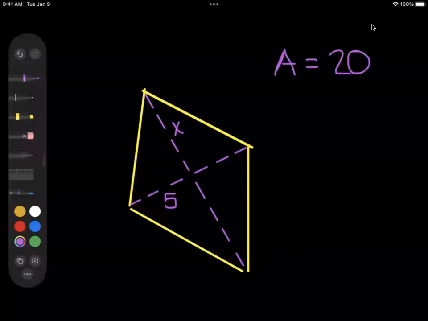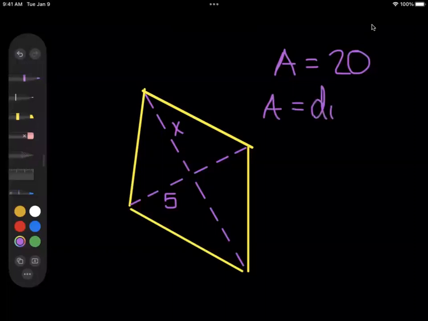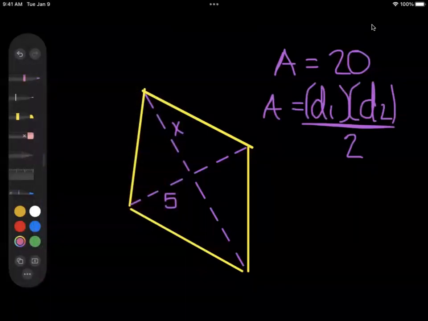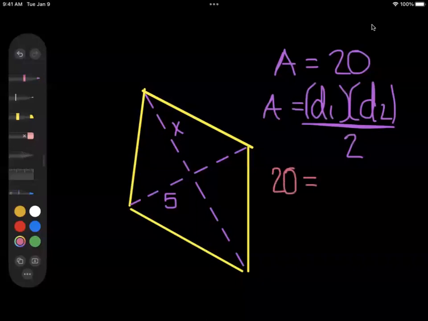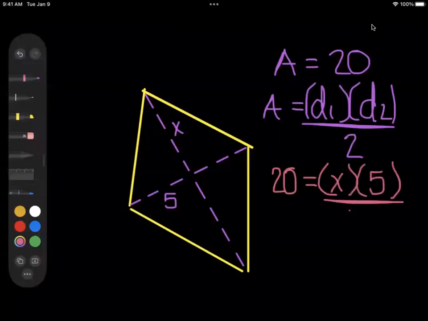Okay, so for this example, we have the area of the rhombus, but we're going to be looking for the missing diagonal, or x. So we want to know what x is equal to. So I'm going to use my formula of area equals diagonal 1 times diagonal 2 divided by 2 to find that. I'm going to go ahead and substitute in the numbers that I do have into my formula. So area was equal to 20. So 20 equals diagonal 1, we'll just call that x, and diagonal 2 was 5. And that was divided by 2.